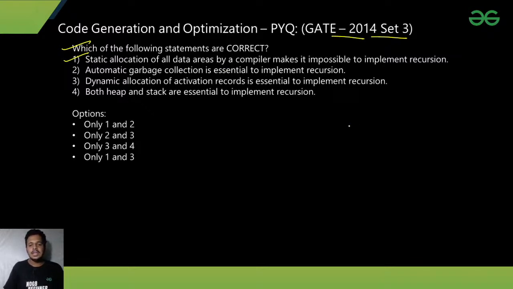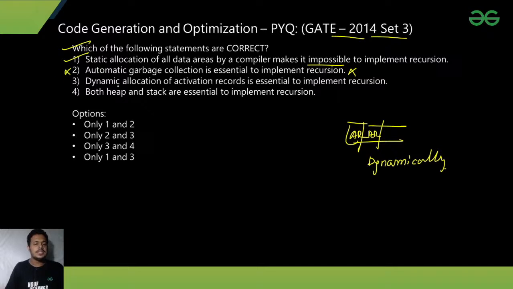Okay, because in recursion you can see that we use some stack and there will be some activation records. Okay, we need to follow activation records and everything will be dynamically allocated. Okay, dynamic allocation should be there, right? So option 1 is correct that it is impossible. Option 2 is saying that automatic garbage collection is essential to implement recursion. It is wrong. Okay, automatic garbage collection is not needed. Option 3 is that dynamic allocation of activation records is essential to implement recursion. It is correct, that I was talking about.